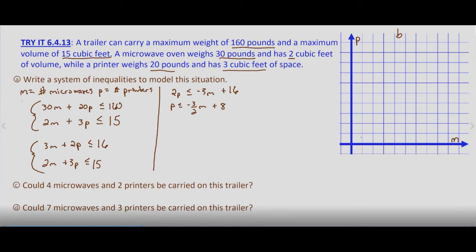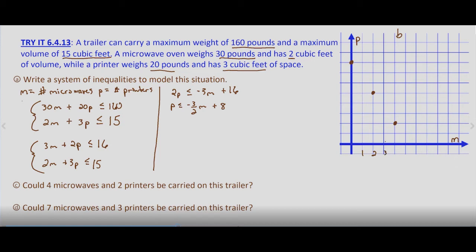So if m equals 0, if there are no microwaves, we can have a maximum of 8 printers by our weights. So 1, 2, 3, 4, 5, 6, 7, 8. If there are 2 microwaves, negative 3 halves times 2 is negative 3, plus 8 is 5, so (2, 5). If there are 2 microwaves, we can have 5 printers. And if there are 4 microwaves, negative 3 halves times 4 is negative 6, plus 8 is 2. So (4, 2). And again, our scale here is just 1 for each tick mark.